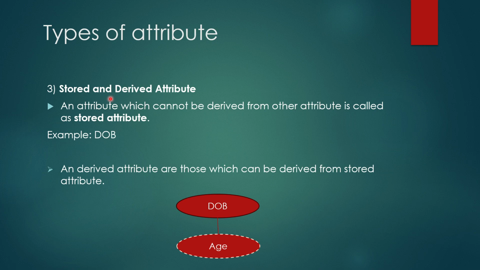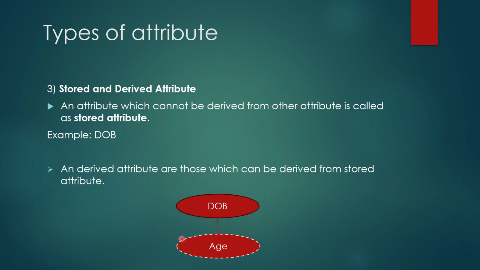Another section is stored and derived attributes. An attribute which cannot be derived from other attributes is called a stored attribute, that is date of birth. And derived attributes are those attributes which can be derived from a stored attribute. For example, if you know any student's date of birth, you can easily derive the age. So here age is the derived attribute and date of birth is the stored attribute.